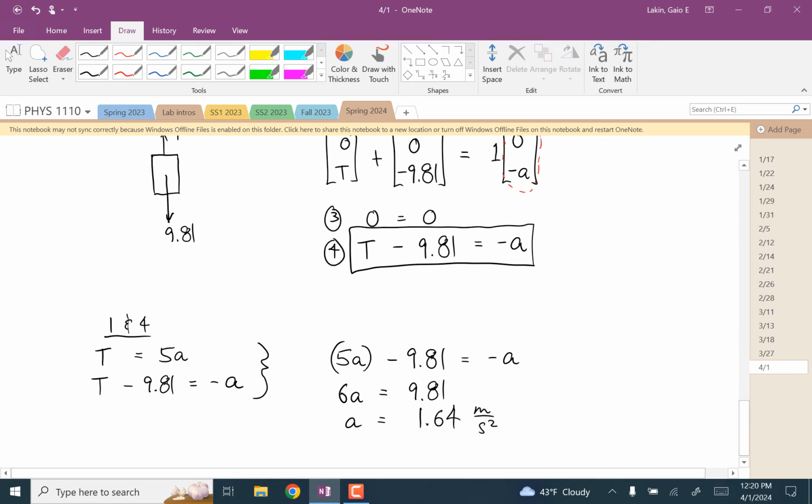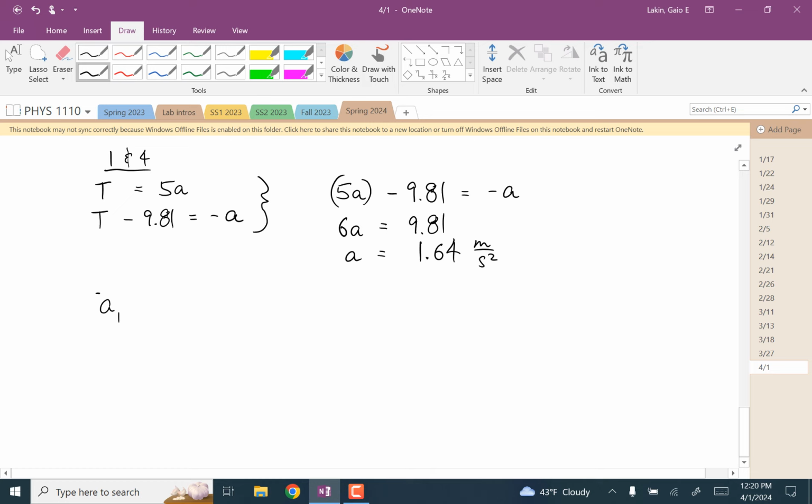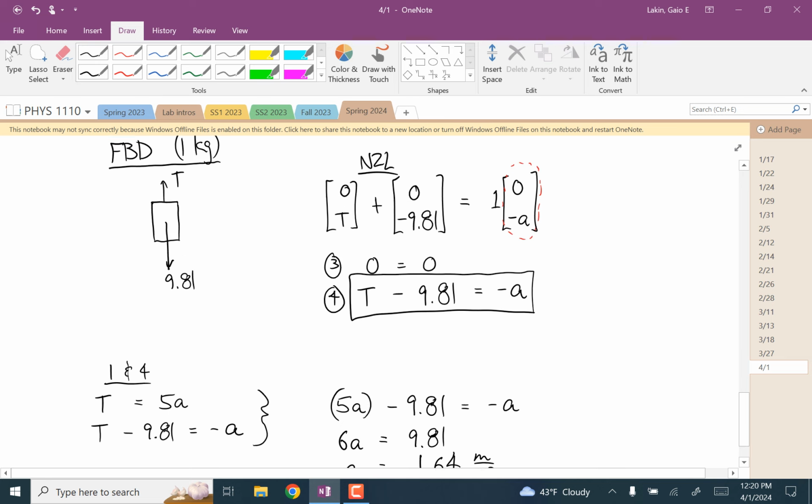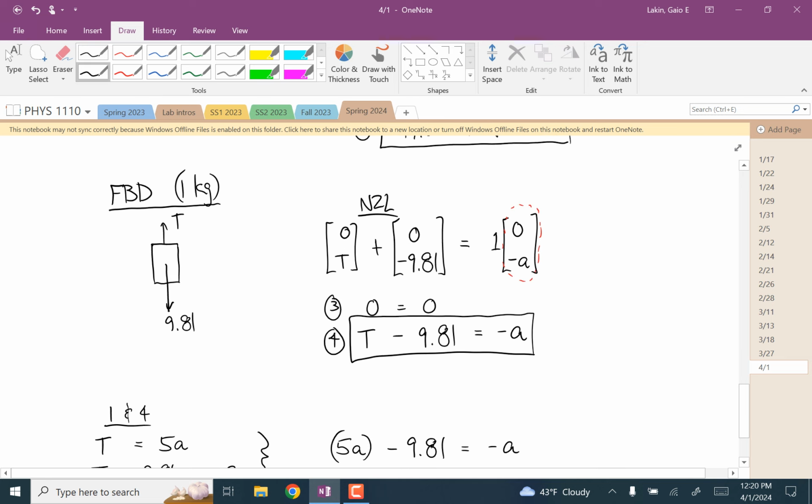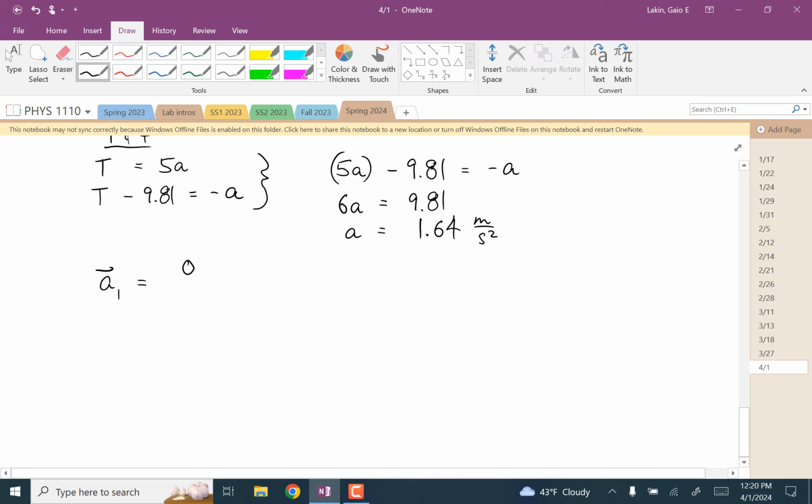Plug that back into the circled vector, and you get that the acceleration of the 1 kilogram mass is 0, and notice that negative there. We have to apply that negative, so 0, negative 1.64. Or in other words, it's in the negative y direction at 1.64. Any questions about that?